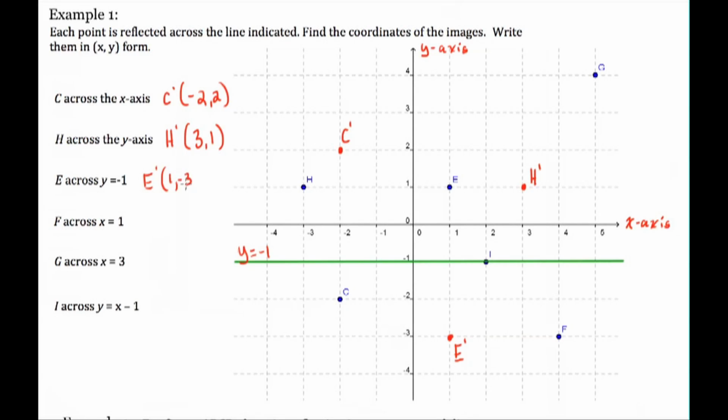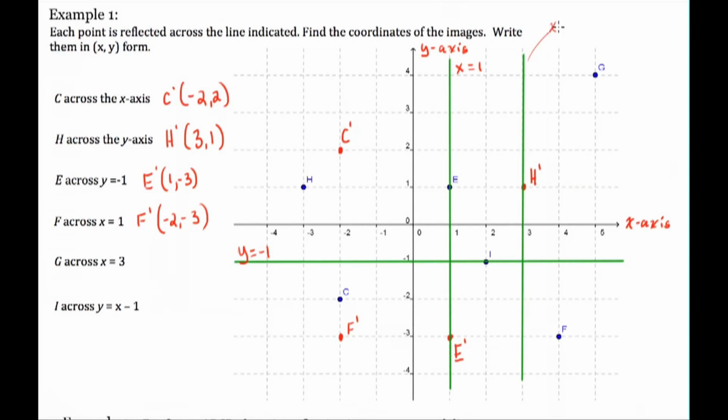So y equals -1 would be a horizontal line going through -1. X equals 1 is a vertical line through 1. And now I'm just calculating how many units away the point is from the line, and then I go that distance on the opposite side to plot my image. And I use the prime to indicate the image.